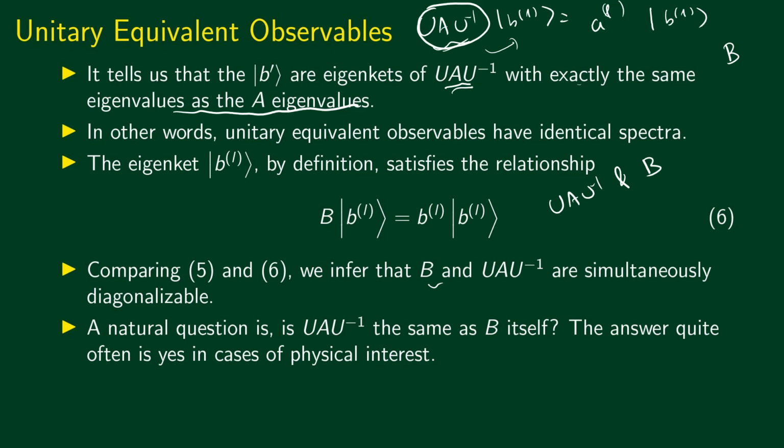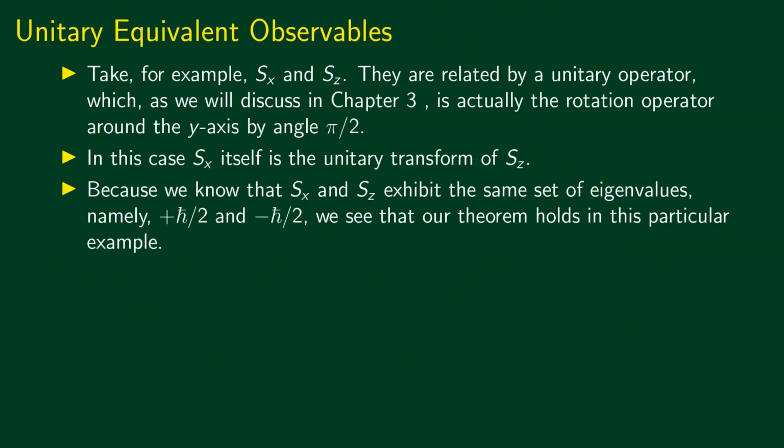Now, in most cases of physical interest, we'll see that U A U inverse is the same as B. We'll look at an example. Let's consider Sx and Sz. Later we'll see that they are related by a unitary operator, which is a rotation operator around the y-axis by an angle pi by 2. If you take the operator Sz and subject it to a rotation around the y-axis by an angle pi by 2, you will get Sx. So there is a unitary transformation that connects Sz and Sx.